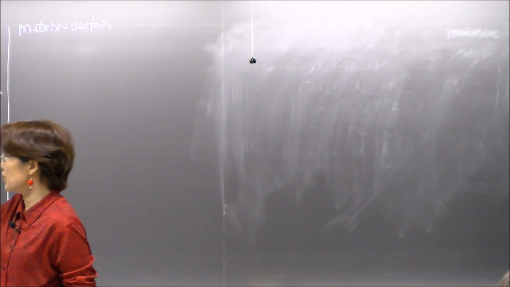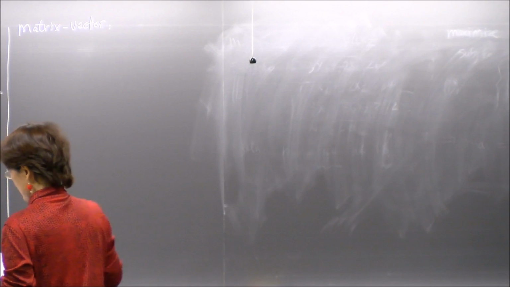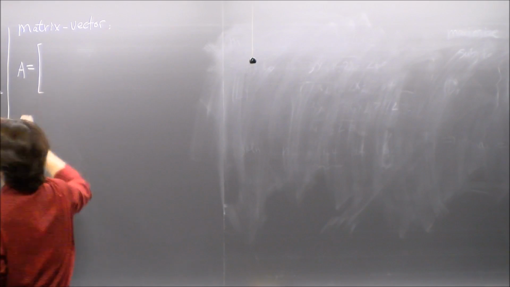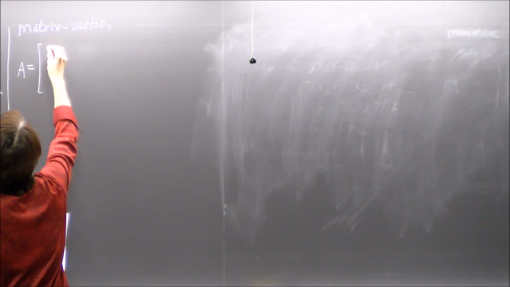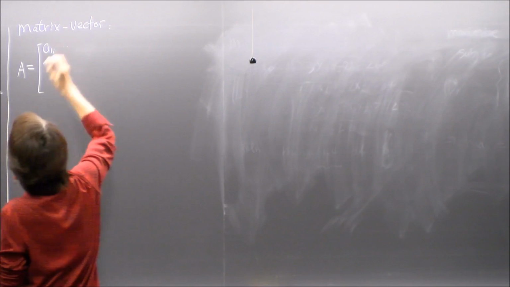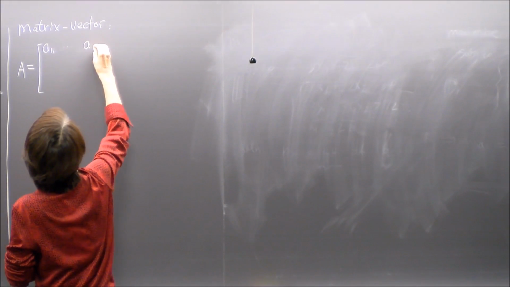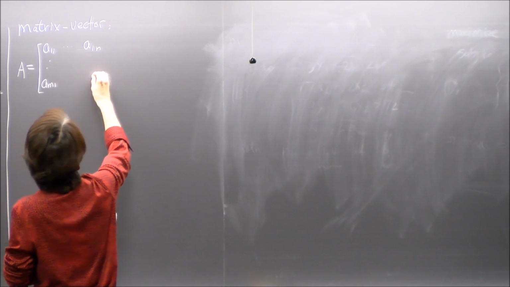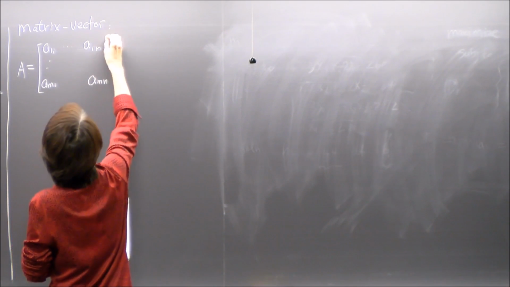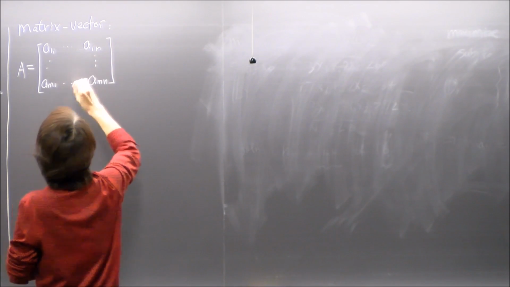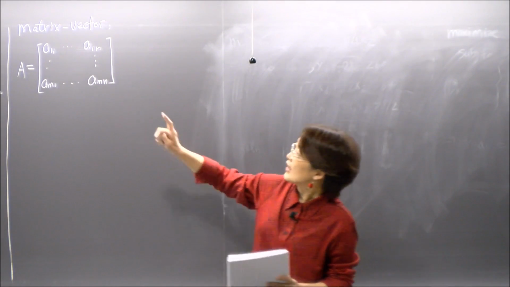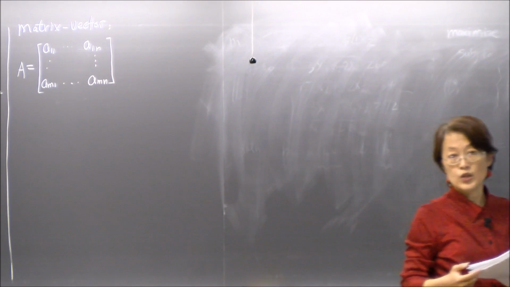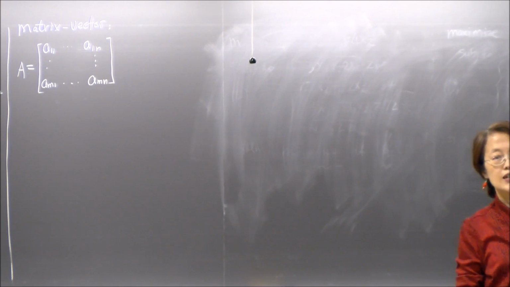I will collect the coefficients in a matrix, and I will call it A. Let's say A will be just all the coefficients in the max problem. So A11 all the way to A1n, and Am1 to Amn. So this is a matrix of n columns and m rows. It's not a square matrix, right? It's a rectangular shape. Is that clear?